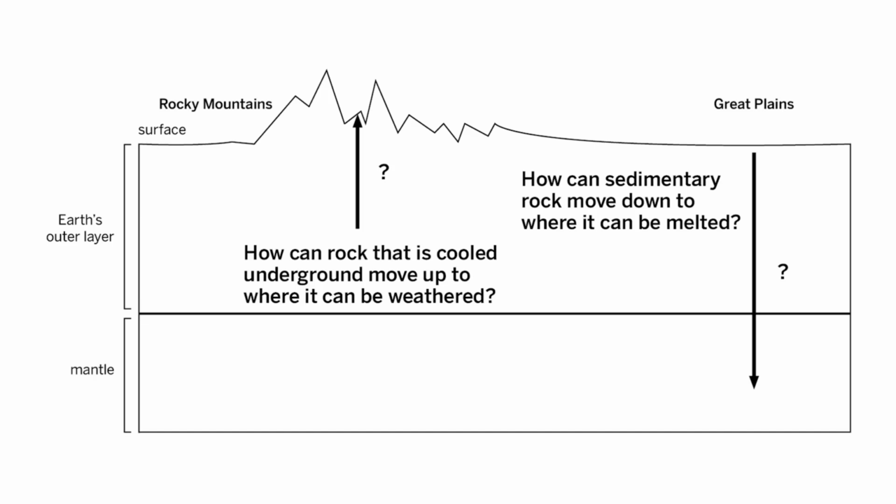If we want to support Claim 1, we have to explain how the Rocky Mountains could have moved to the surface so that the rock formation could have been exposed to energy from the sun for weathering. If we want to support Claim 2, we have to explain how the Great Plains could have moved below the surface so that the rock formation could have been exposed to energy from Earth's interior to melt and form the Rocky Mountains.